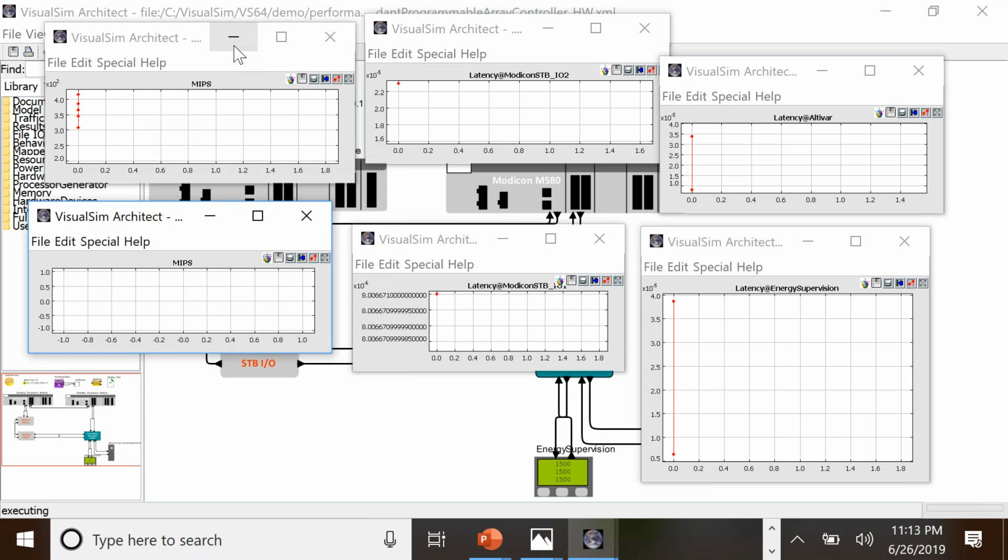So a variety of statistics is what we're generating. We're generating latencies on these IO devices, on these other subsystems. But the main one is the MIPS over here, which is how effectively I'm using this primary and secondary PLC.